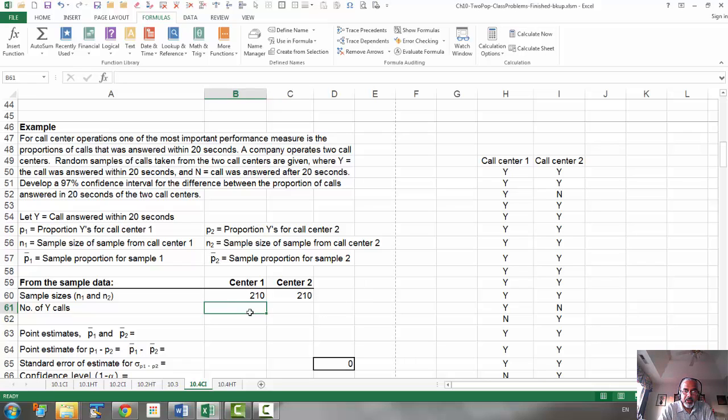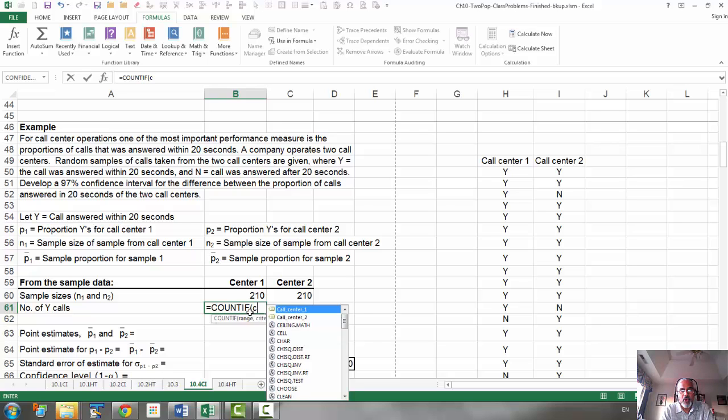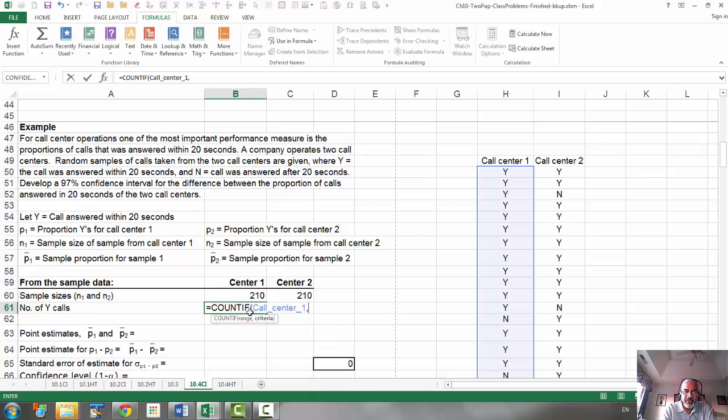Now the number of Y calls. There are a couple of ways in which you can do this, and the easiest way is to use COUNTIF. So use COUNTIF with the range and the criteria. Range is call center 1 and the criteria is, put quotation marks and say Y, since we want to count Y. If it was a numerical value, suppose the actual time taken is recorded, then you have to count all the calls that were less than or equal to 20 seconds. So you would put within quotation marks less than or equal to 20.